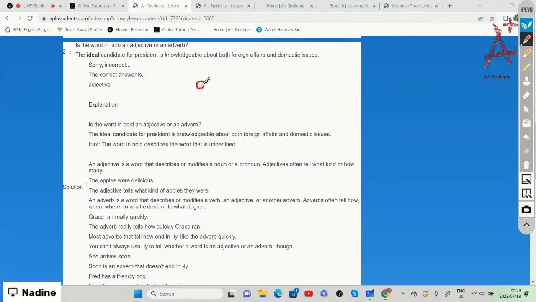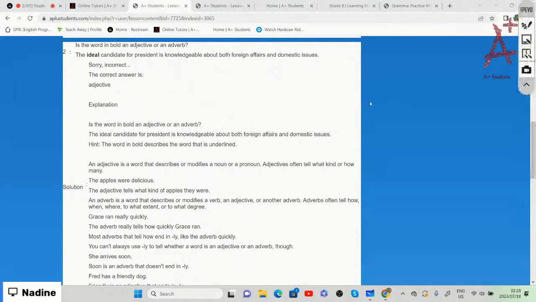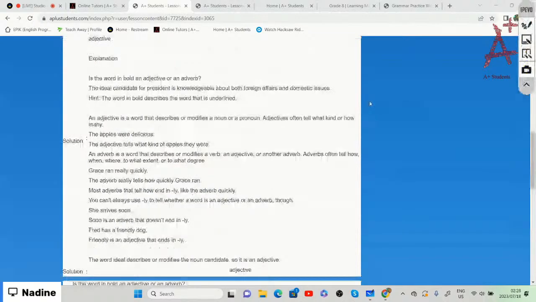Adjective, because it tells us about the type of person that they are choosing.